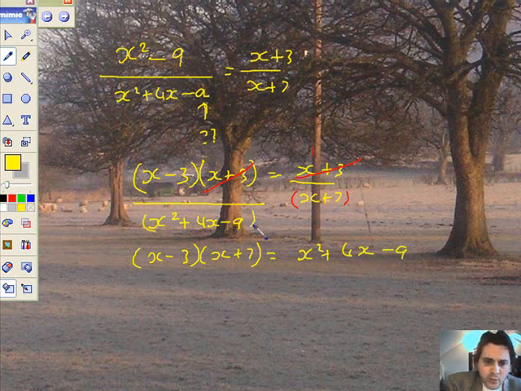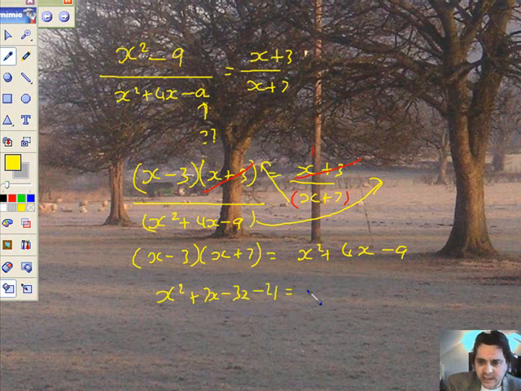What I've done, I've taken the whole quadratic en bloc next door and multiplied, and I took this next door and multiplied. I effectively cross multiplied. So tidy this up a little bit. x squared plus 7x minus 3x minus 21 equals x squared plus 4x minus a.